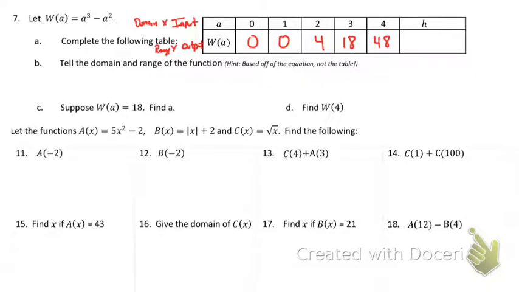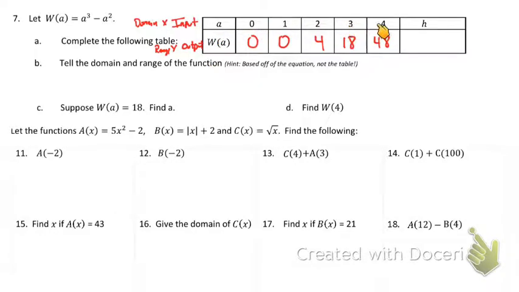Okay, part B says this. Tell me the domain and range of the function, and here's the hint: based off the equation, not the table. So what they're trying to say here is, this is not the only domain.